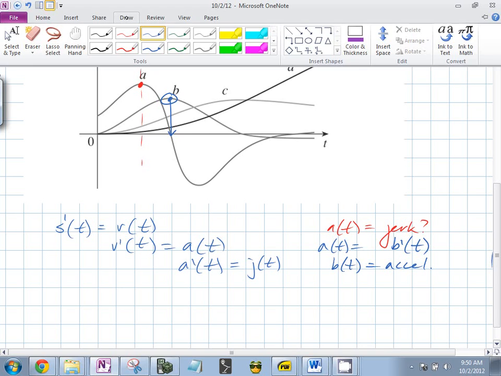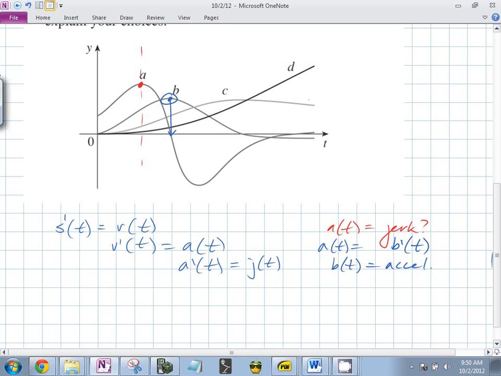Let's look at C now. What does it look like the slope is somewhere? It looks like here, somewhere around there, the rate of change is going to be 0. Kind of. Maybe. I don't know. How do we figure this out? What kind of analysis do we do?